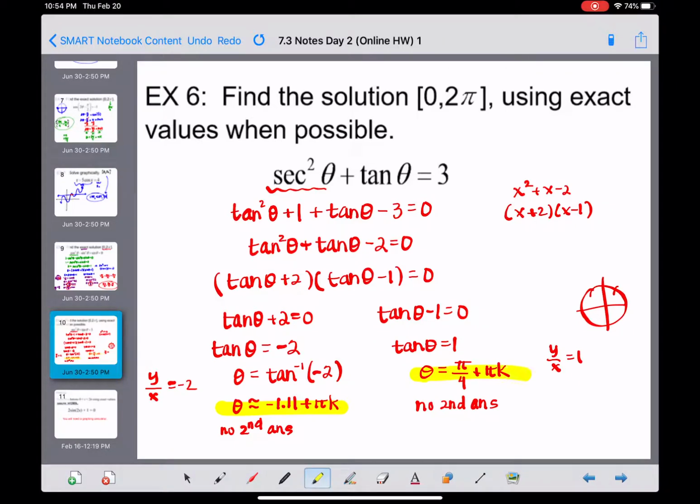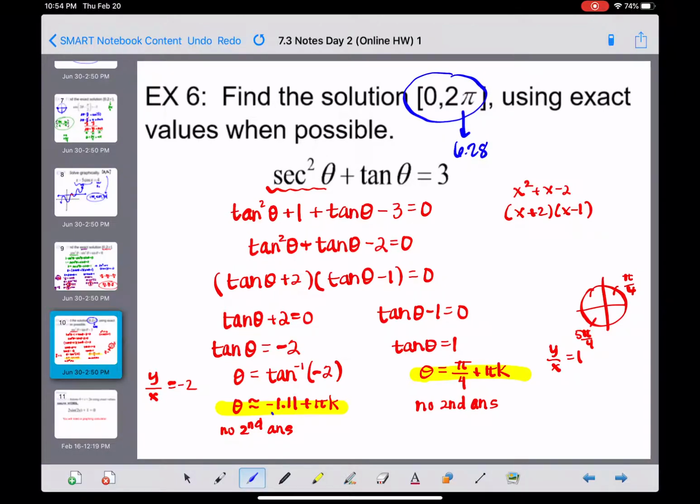And what that's going to do again is we know that tangent is positive 1 over here at 5 pi over 4. Well, if I take pi over 4 and I add pi, or 4 pi over 4, I get 5 pi over 4. They're 180 degrees apart. So we have to find all solutions between 0 and 2 pi. And 2 pi, again, is about 6.28.